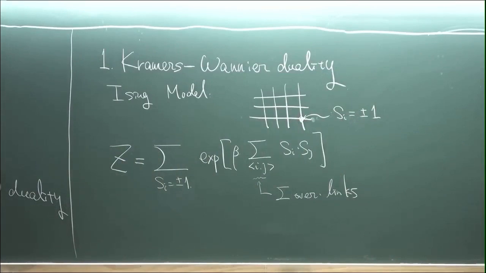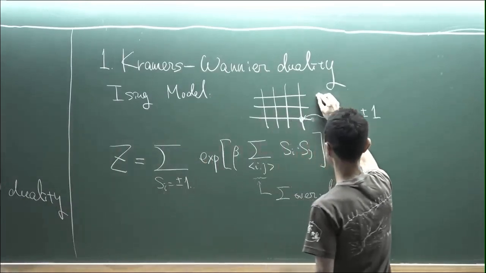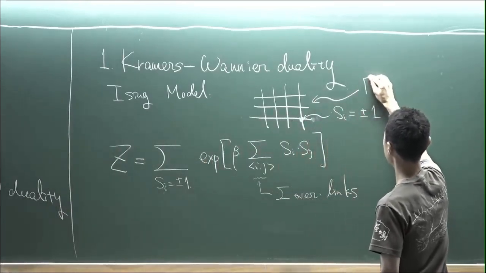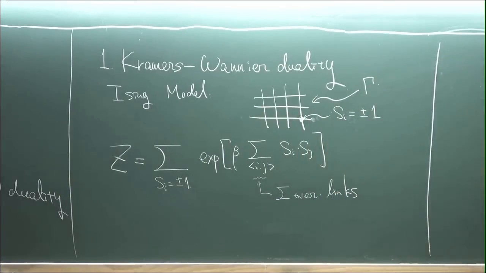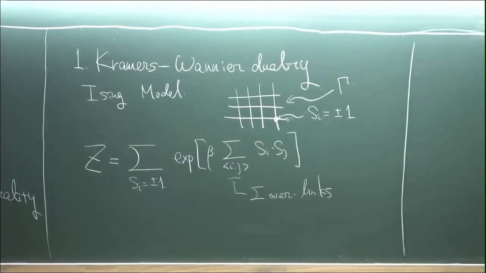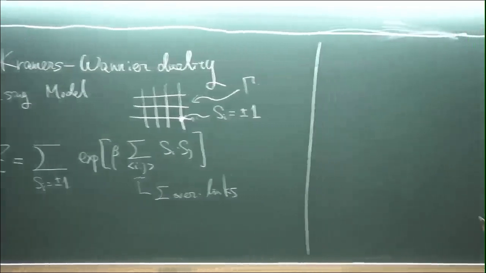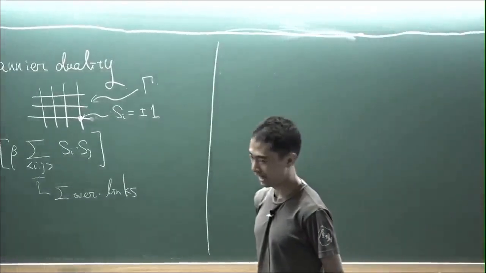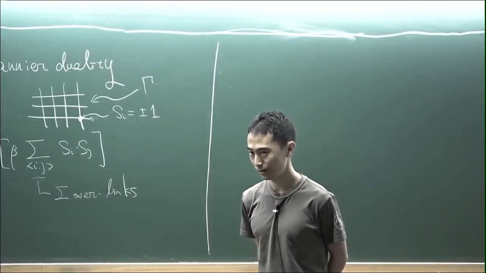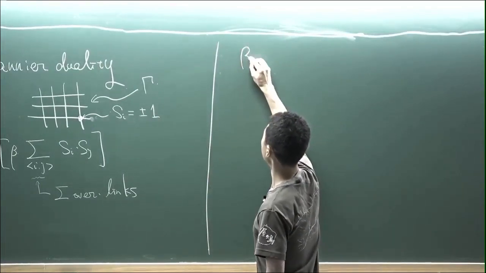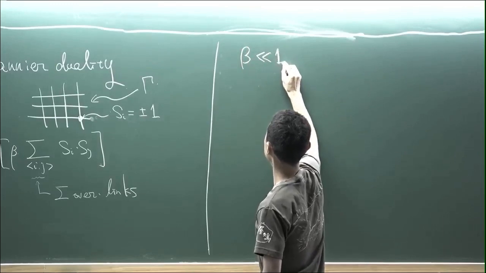Let's call this lattice Gamma. As you probably learned in a statistical mechanics course, there are two nice expansions of this partition function. One is the high temperature expansion.